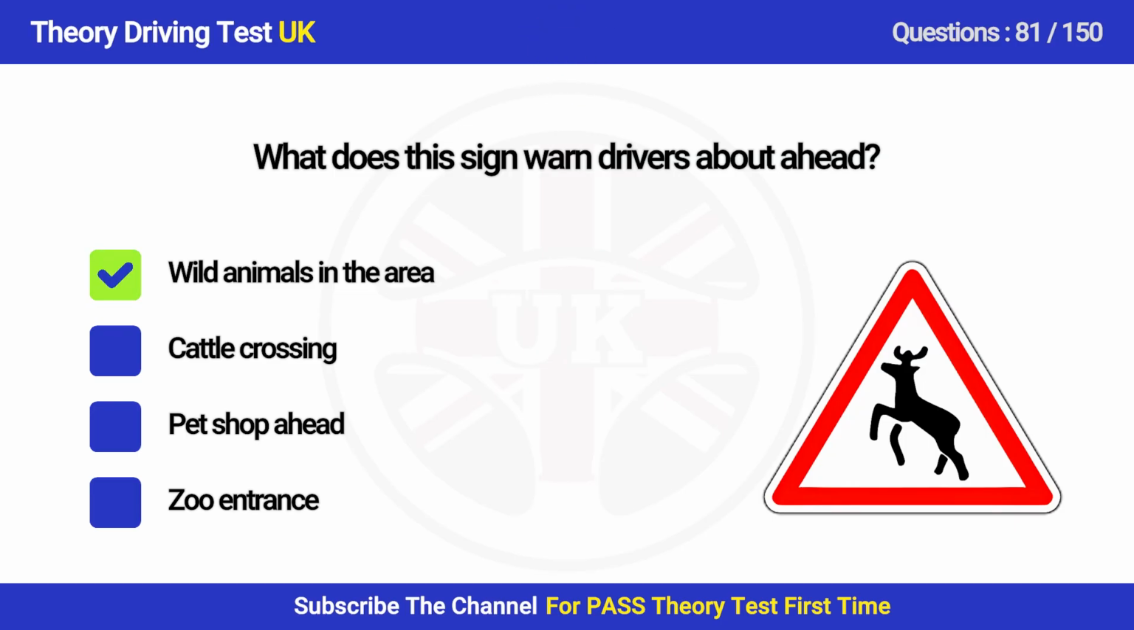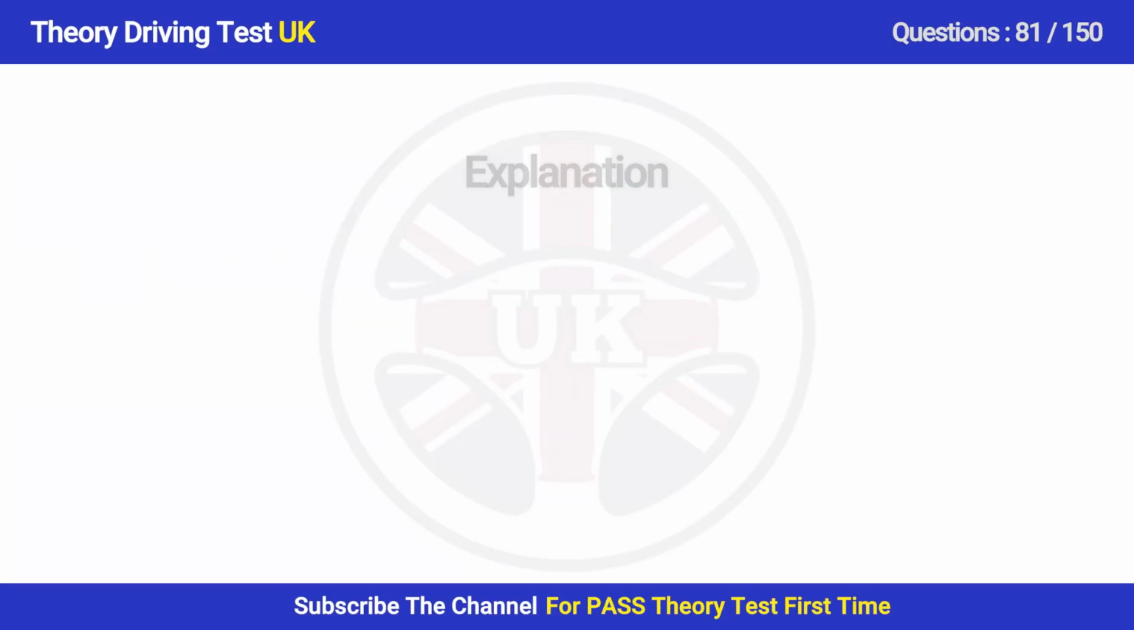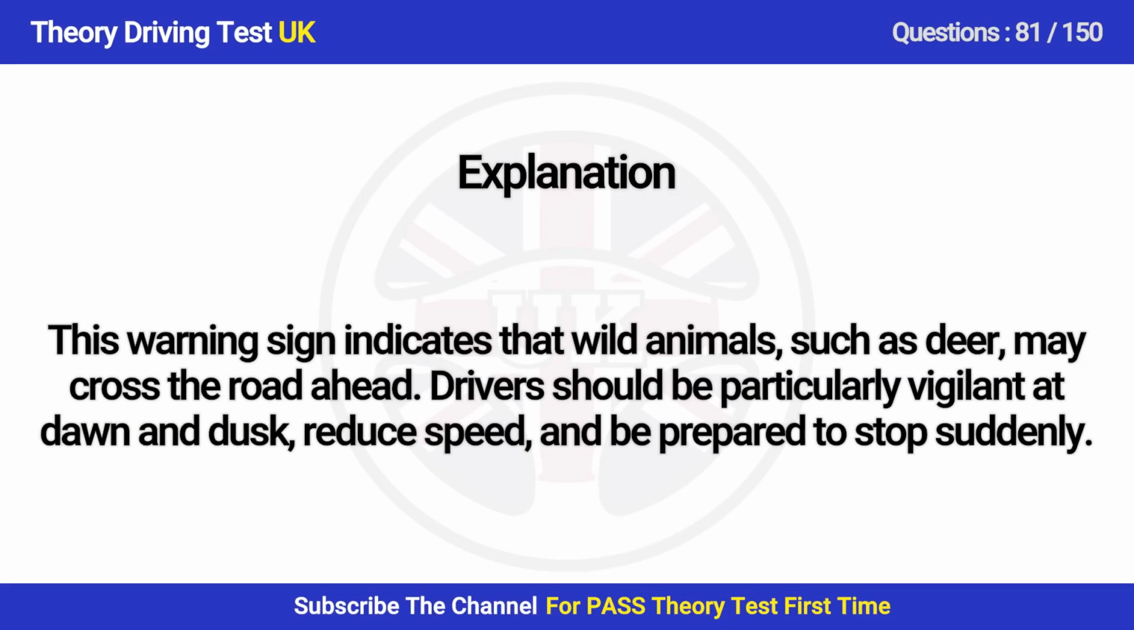Answer is A. Wild animals in the area. This warning sign indicates that wild animals such as deer may cross the road ahead. Drivers should be particularly vigilant at dawn and dusk, reduce speed, and be prepared to stop suddenly.